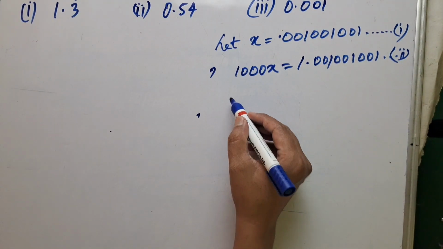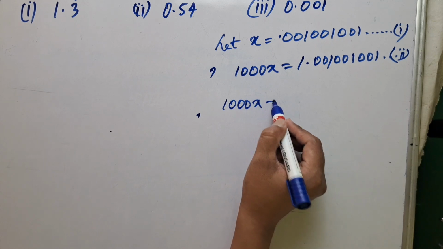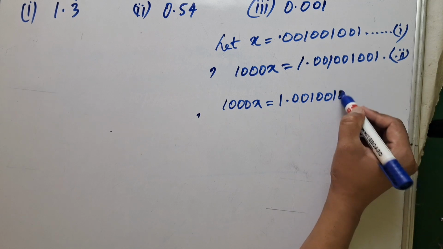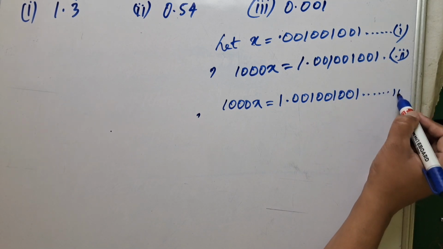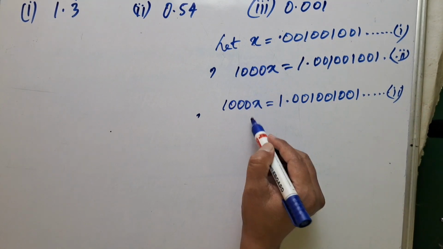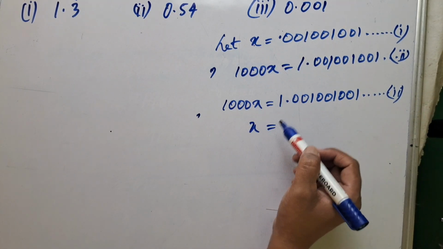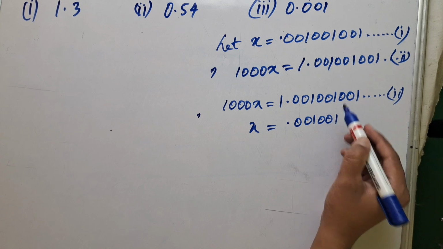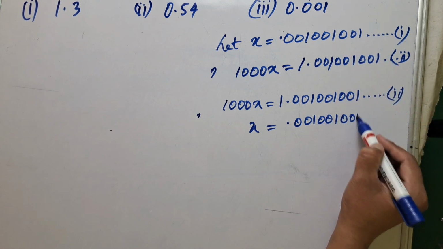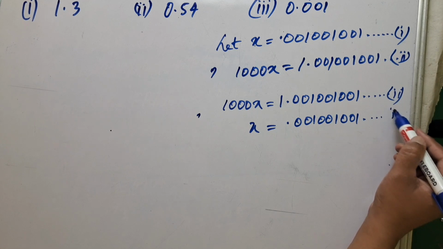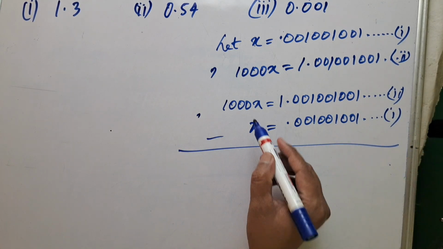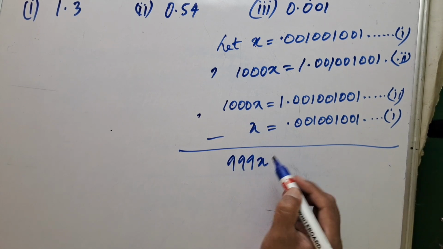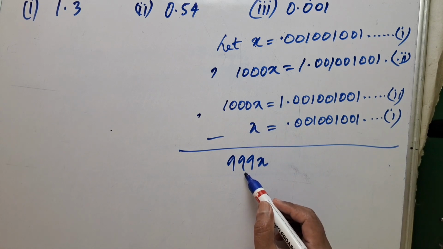So let us write equation 2 again. 1000x equal to 1.001, 001, 001, and so on. This is equation 2. And equation 1 is x equal to 0.001, 001, 001, 001, and so on, as many times as you can. This is equation 1. So 1000x minus x will give us 999x.